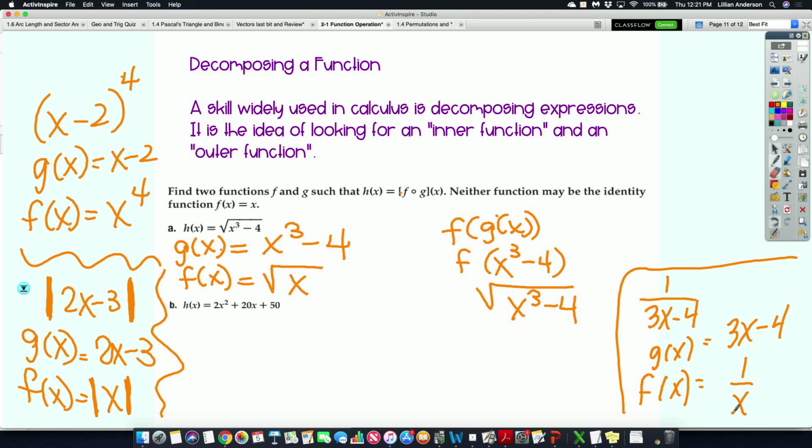Let's look at B. Can you follow me here? Inside function, outside function. I'm telling you, your outside function is going to be like one of those: a square root, something being raised to a power, an absolute value. It's going to look like you put something right here. Now, if you look at B, it doesn't look like any of the other ones. It looks like a regular old function. But what type of function is it?